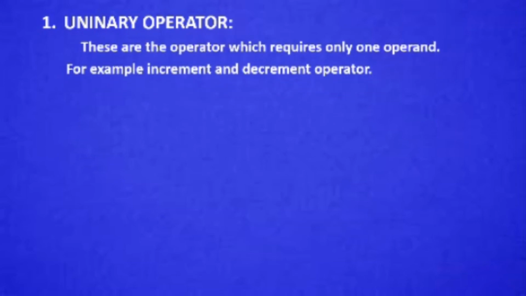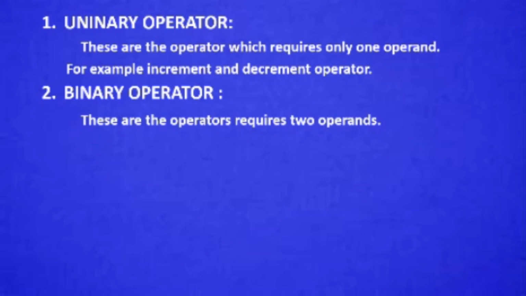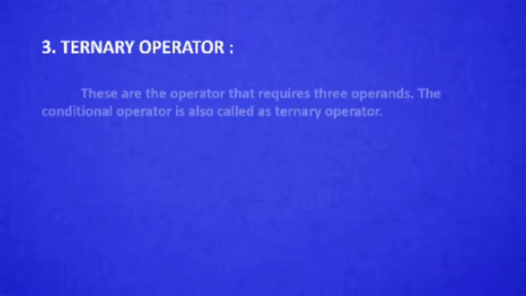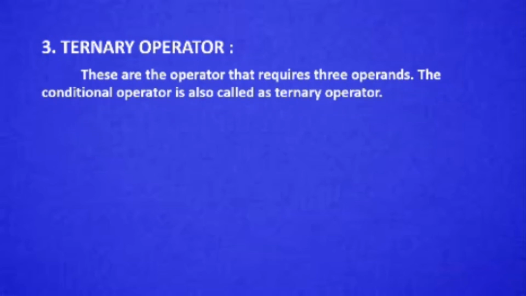Now let us see unary operator. These are the operators which require only one operand, like an increment or decrement operator. And binary operator: binary operators require 2 operands, and are further classified into arithmetic operator, relational operator, logical operator, assignment operator, and bitwise operator. And finally, ternary operator: ternary operator requires 3 operands, and the conditional operator is an example of a ternary operator.